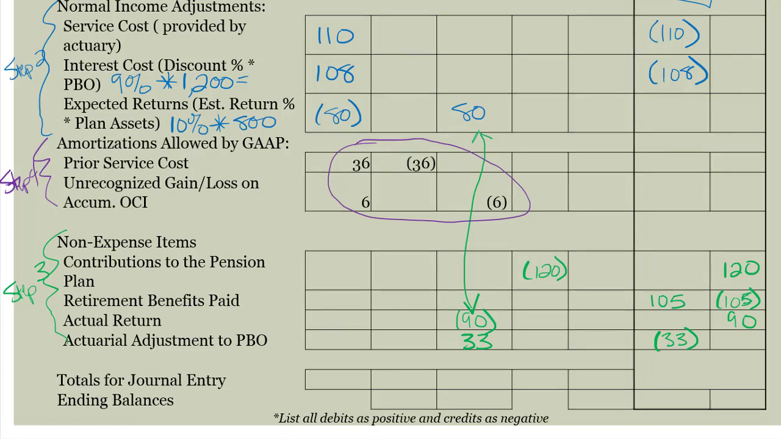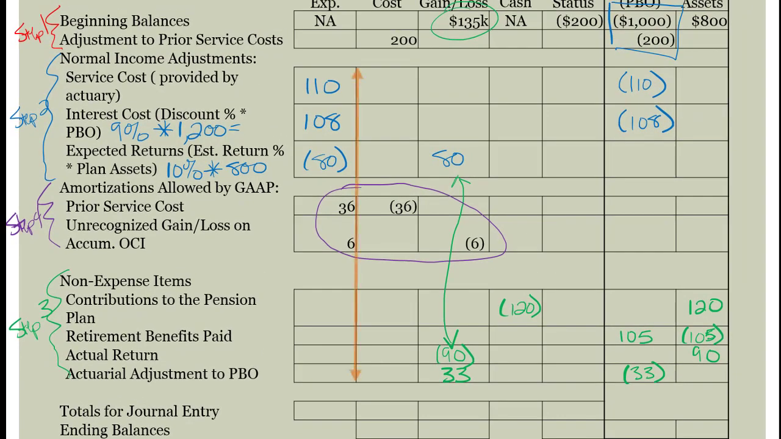The last step now is to do our journal entry. And to do that, I need to add numbers up. So if you remember, we're going to add all the numbers from here to here to give us our journal entry amounts. So 110 plus 108 minus 80 plus 36 plus 6 gives us a value of 180 for my pension expense for the year. Negative 36 plus 0, because there's nothing else, gives us just that negative 36, or a credit of 36. And now I can take 200 plus that credit of 36, and I end up with a balance of 164, which is what we want to see.